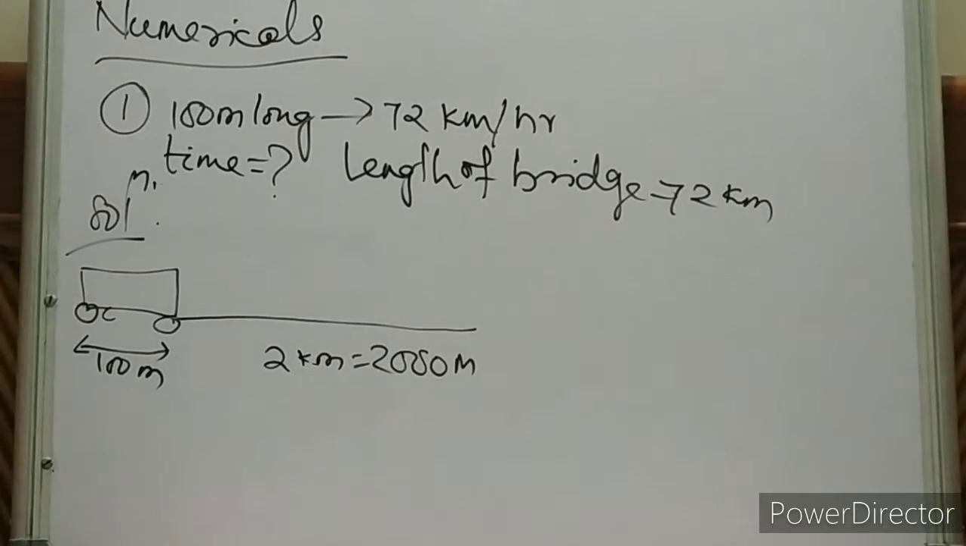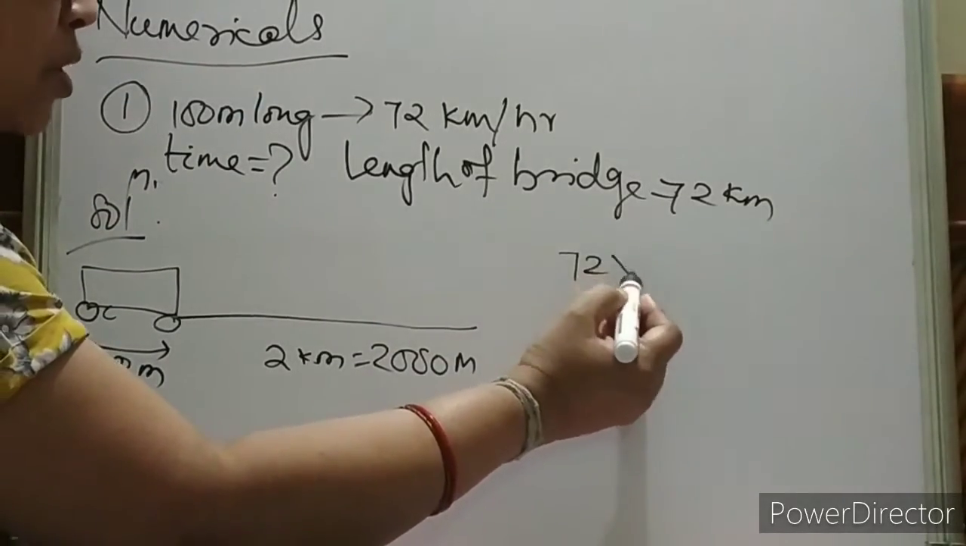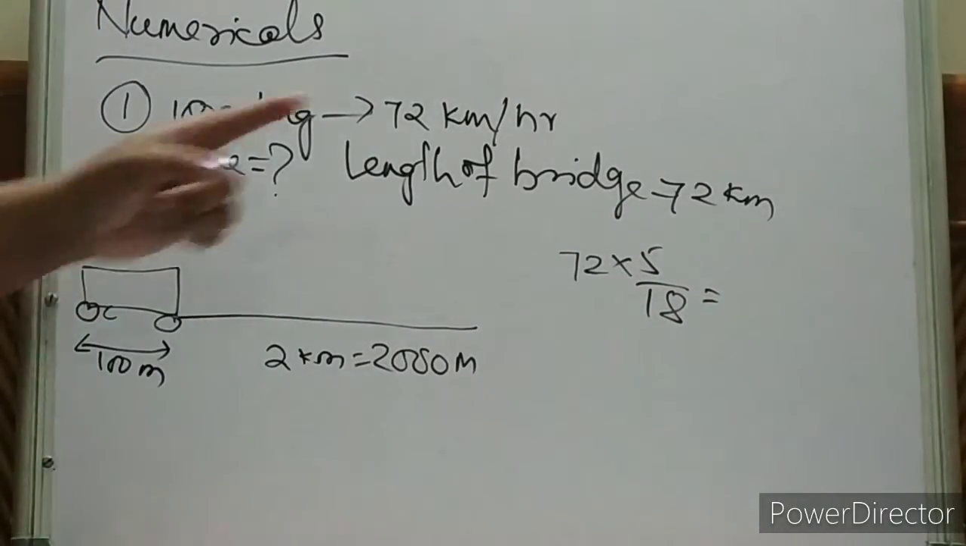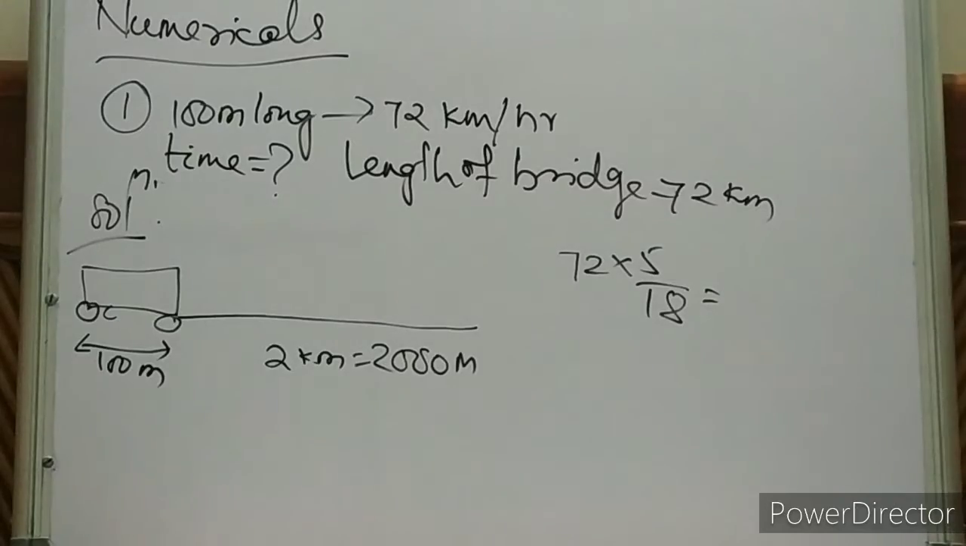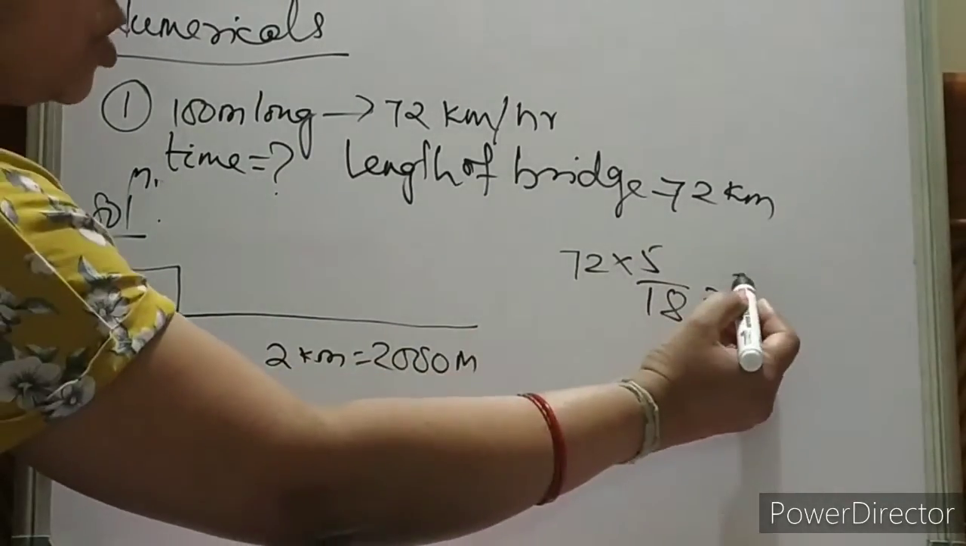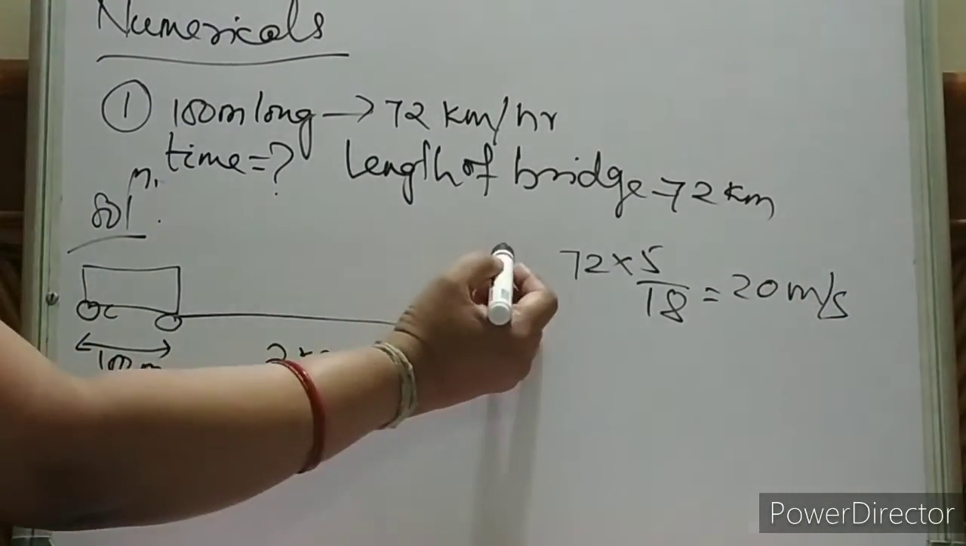Now velocity is 72 kilometer per hour. We can convert this velocity into meter per second. I have already explained in my previous videos how to change kilometer per hour to meter per second. So multiply by 5 by 18. So it will be 20 meter per second. So this is your velocity.